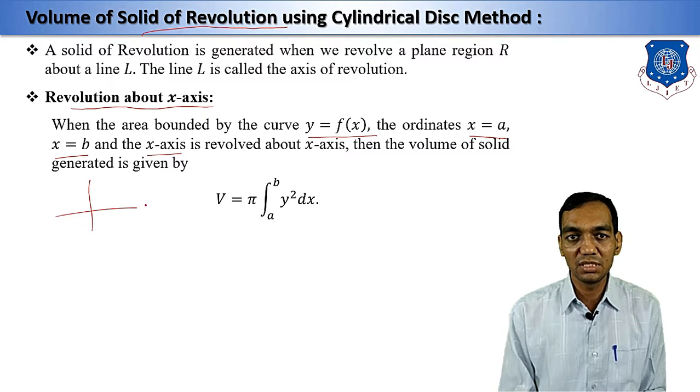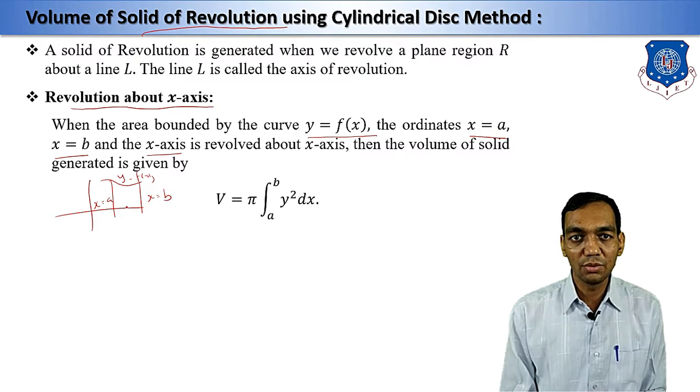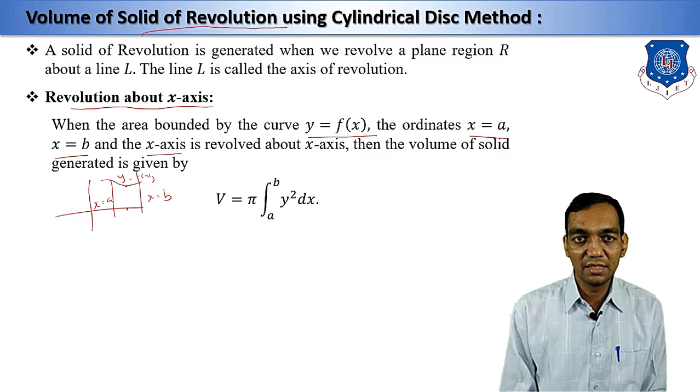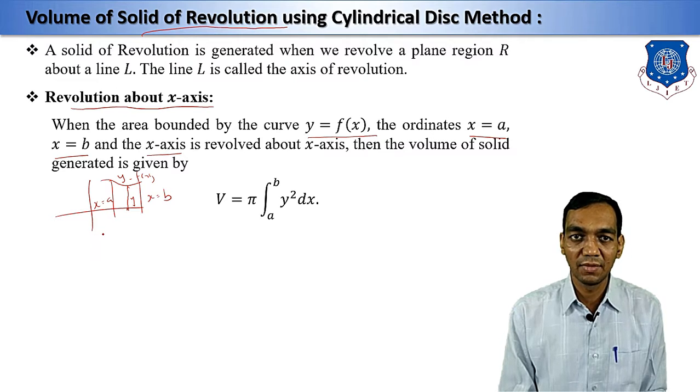Because see, suppose this is your curve in 2 dimensions and you are integrating this in between x is equal to a to x is equal to b. This curve is y is equal to f(x). Correct? So if you are going to take any point here, this point is going to be (x, y). So suppose this point is x, then this side is going to be y. So this height will be y.